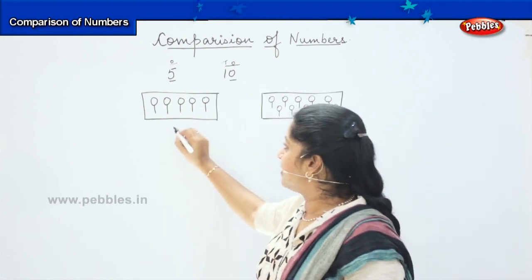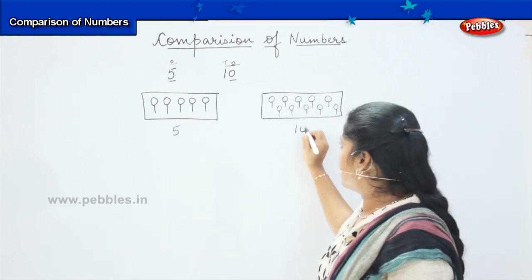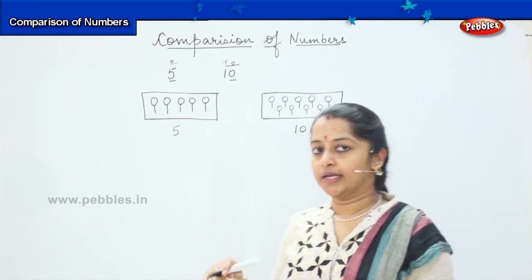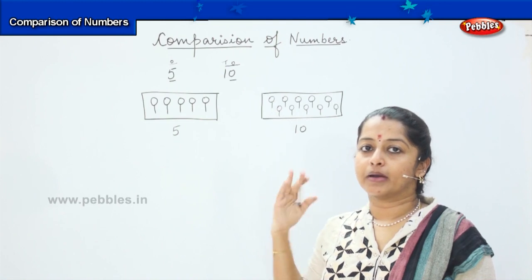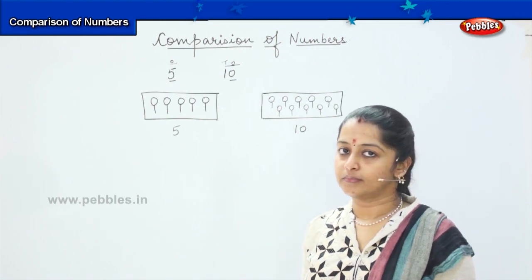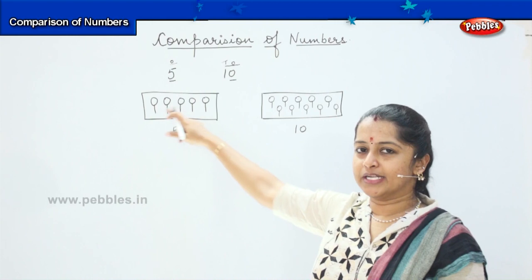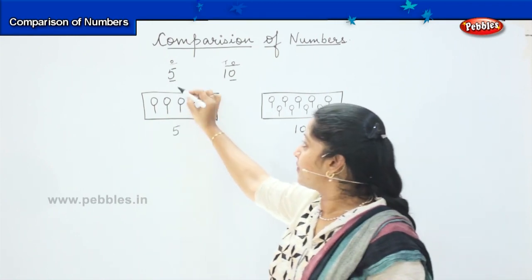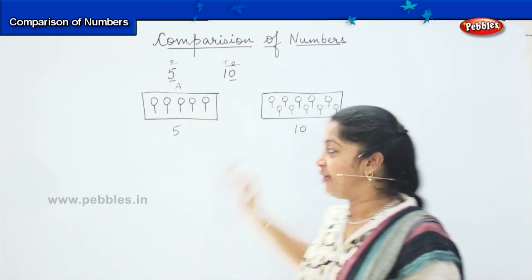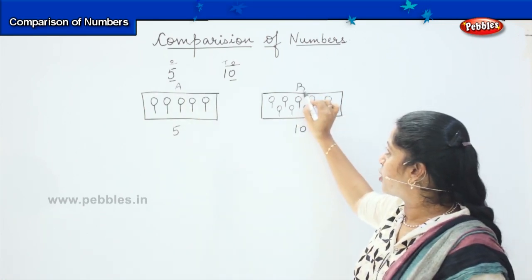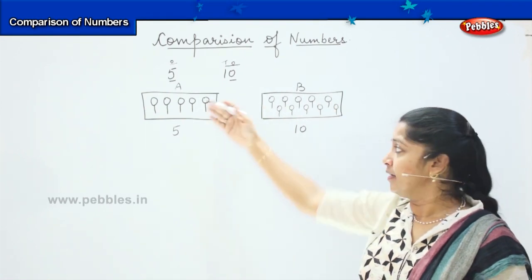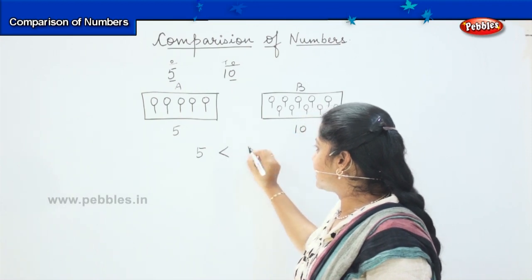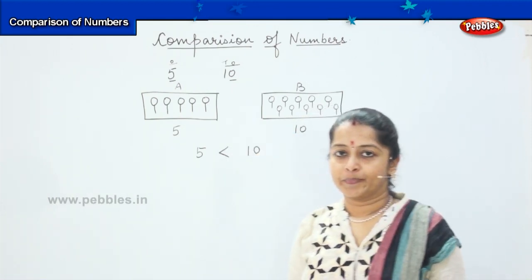So can you tell me which among these is bigger and why? You need to give me a reason. Why do you think the first number or the second number is bigger than the other one? Yes? When you count the number, it is only 5, right? There are only 5 lollipops in box A. Whereas if you count the number of lollipops in box B, it is 10. It is more than 5. So can we say that 5 is less than 10? Can we say that, children?